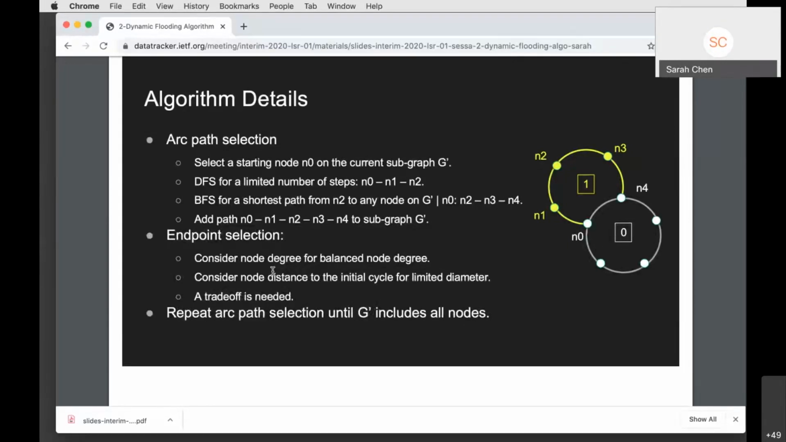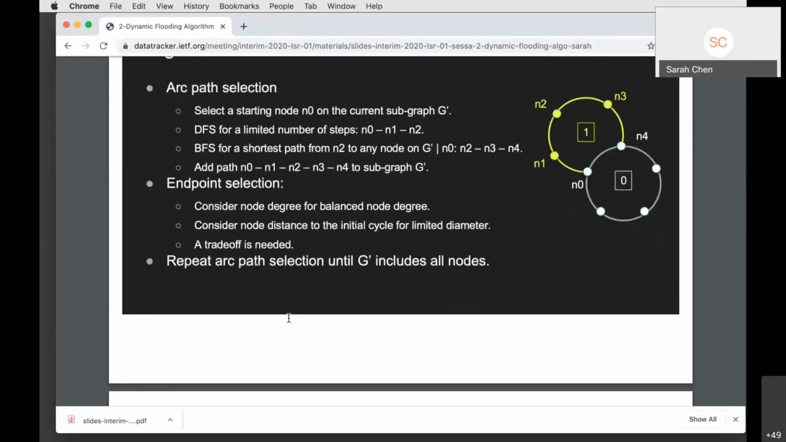Okay, so when selecting the endpoints, sometimes we need to make a trade-off because all the nodes on the initial cycle are probably already used for a number of arcs. This increases the node degree, so we want to use the nodes in other arcs. So we keep doing that until we include all the nodes in the subgraph.